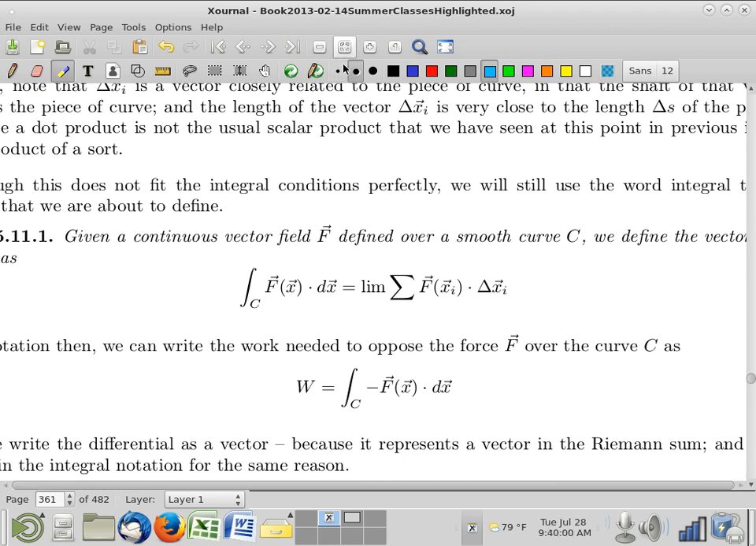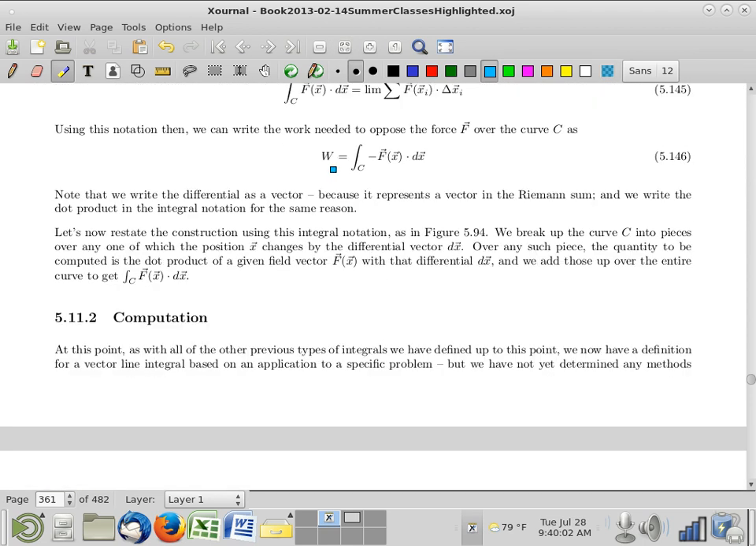Okay. Now, how do we compute these things? Good news. We already pretty much have all the tools that we need to compute this. It's counterintuitive. This looks like a more sophisticated object than what we've talked about before, because it involves a dot product for one thing, and vector differentials instead of scalar differentials. It is a new idea, and yet weirdly we've already computed all of these things.